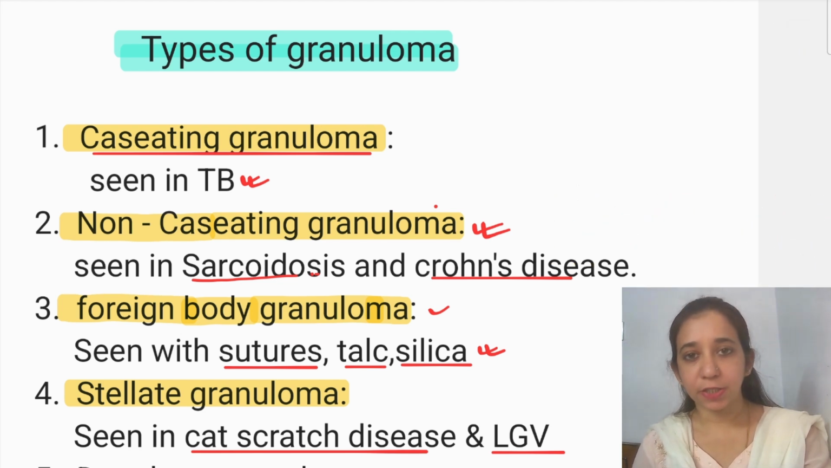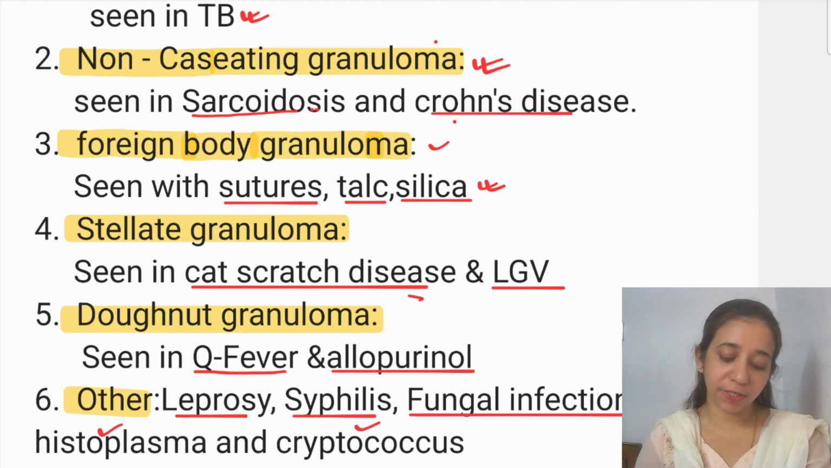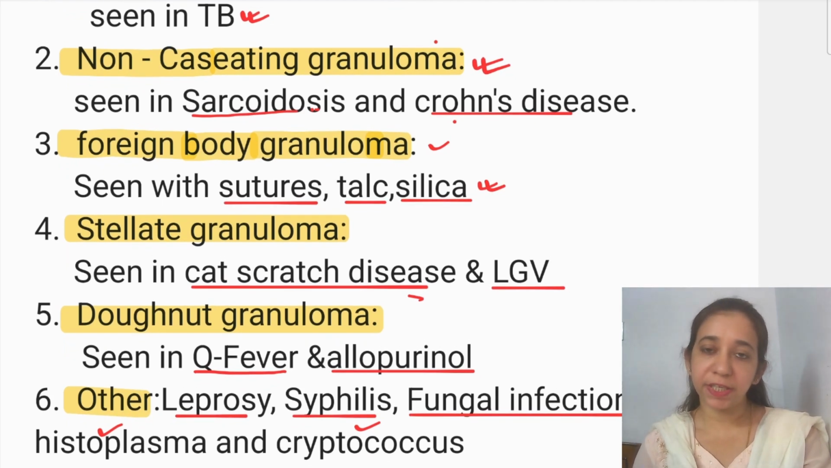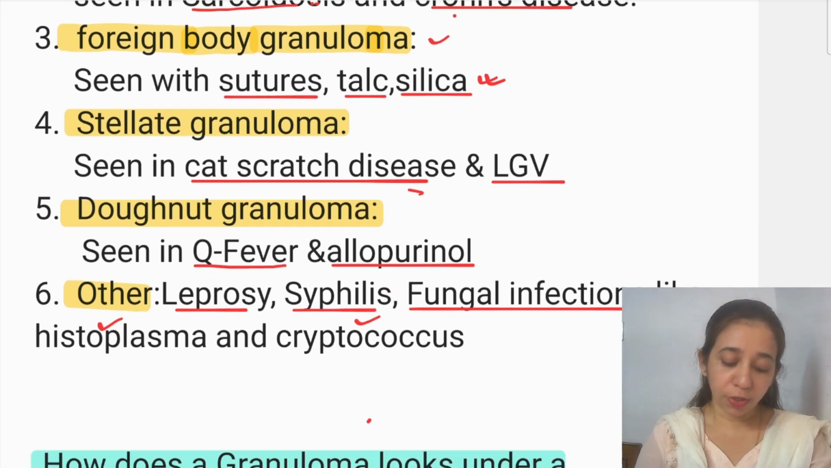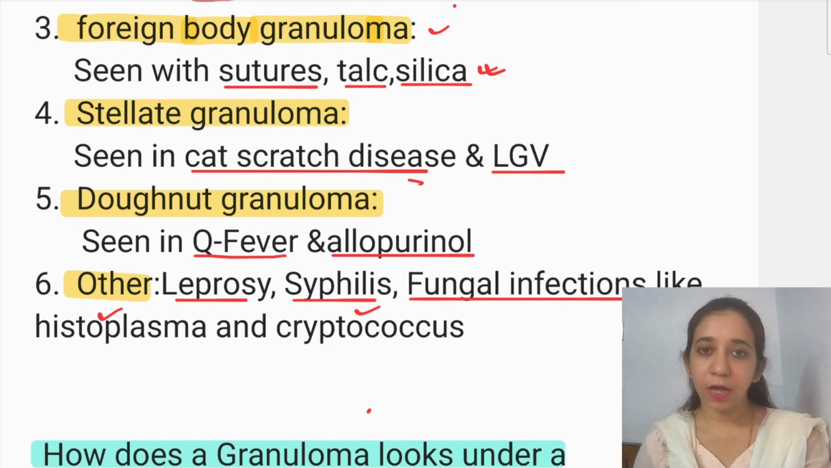First one is the caseating granuloma, which is seen in case of tuberculosis, and then non-caseating granuloma, which is seen in sarcoidosis and Crohn's disease. After that we can see foreign body granuloma, which is seen with suture material, talc and silica. Then stellate granuloma, which is seen in case of cat scratch disease and LGV. After that, donut granuloma is seen in Q fever and long-term allopurinol therapy. And some other diseases in which we can see granuloma are leprosy, syphilis and some fungal infections like histoplasma and cryptococcus.